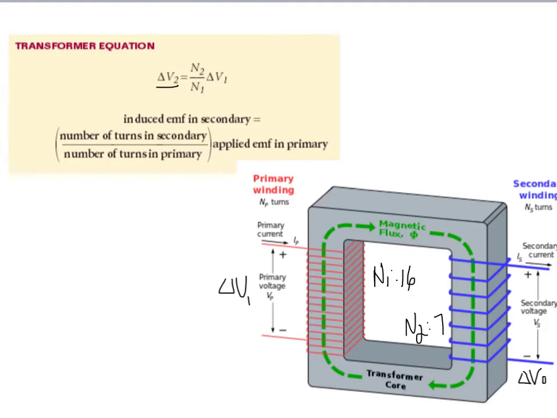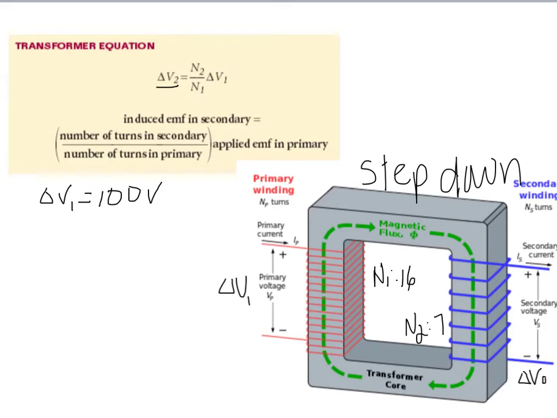Let's say we start out with delta V1 equal to 100 volts. Now our windings are lesser, so in this case, this is a step-down transformer. And step-down means that our voltage will decrease. So our secondary voltage should be less than our primary voltage. That doesn't look like a 2 very much, does it? Okay, so let's see if that works.